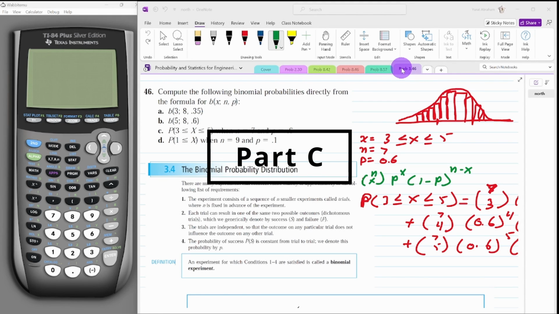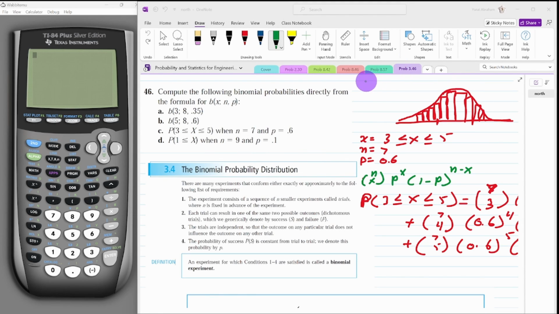Alright guys, now let's go ahead and do part C. I already wrote down the numbers. As you can see, part C is asking for the probability between 3 and 5, when 3 is less than x, and x is less than 5.